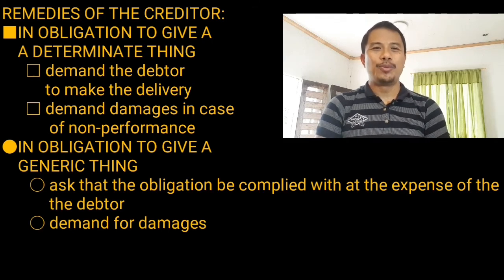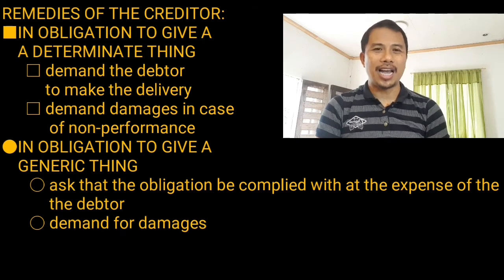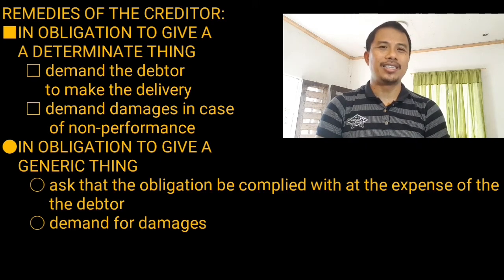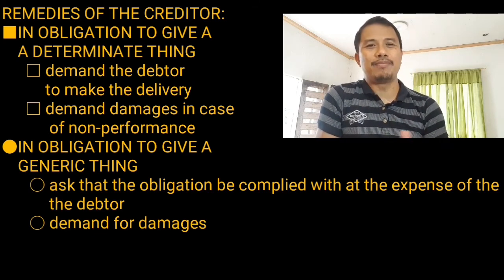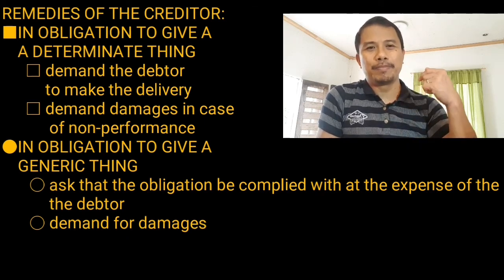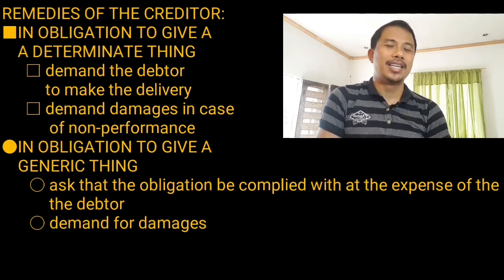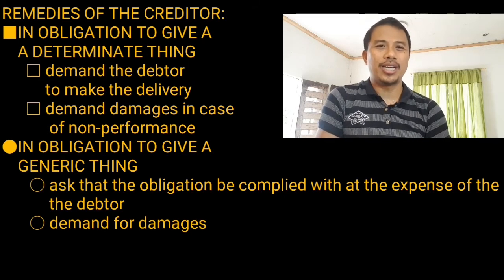But the law says that if it is a generic thing, such as a promise to deliver a car, and I did not deliver the car, the creditor may ask somebody to deliver the car at my expense, which simply means he can ask somebody to deliver the car and let me be liable for the payment of the price plus the damages. But in a real situation, as I have said, it may not be practical. I don't know if there is somebody who is willing to deliver the car at my expense in that case. But the law generally says that it can be a remedy on the part of the creditor.